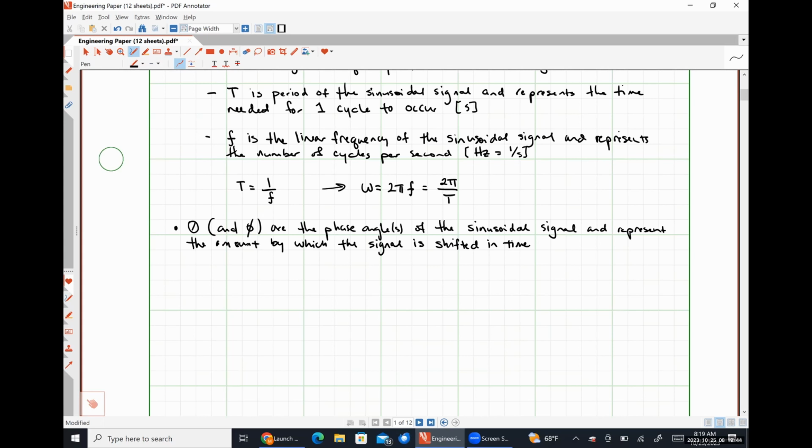So let's talk about that a little bit. If theta or phi is negative, our signal is shifted to the left, which we commonly call advanced, by an amount.